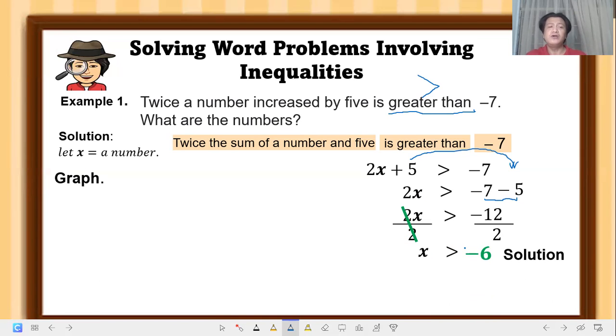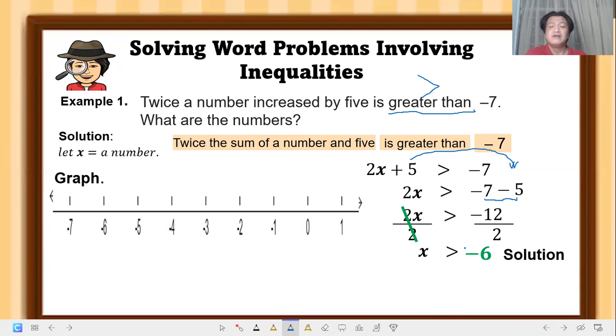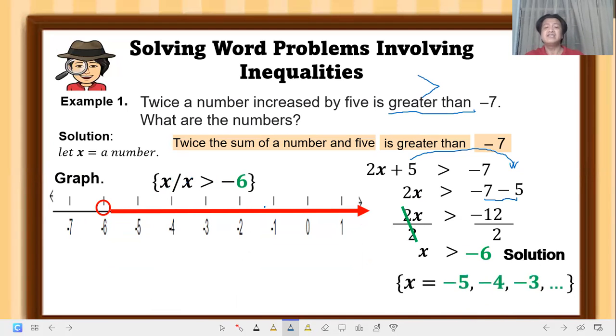Okay, to interpret or mas ma-visualize natin, you're going to make a graph using the number line. And since this is greater than, bilugan mo lang yung number -6. And since this is greater than -6, yun yung mga number na mas mataas sa kanya. Kaya nga -5, -4, -3, and so on and so forth. So infinite na po yan, kasama yung positive. So we need to say the notation for this solution set, we have x such that x is greater than -6. Ibig sabihin, we have the solution, x is equal to -5, -4, and so on and so forth.